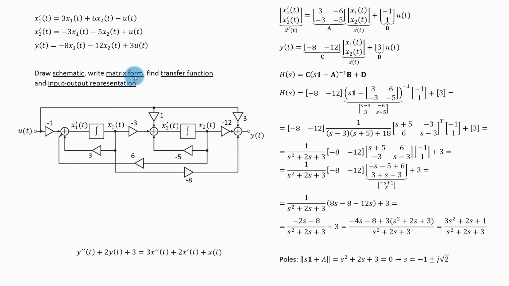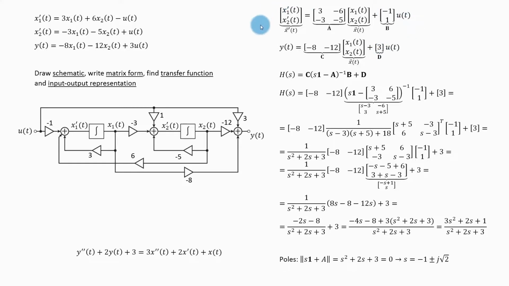Now the matrix form. That is again very easy. These numbers will give you your state matrix A. These numbers, this minus 1 and plus 1, will give you your input matrix B. These numbers will give you your output matrix C, and this number will give you your feed-through matrix D.